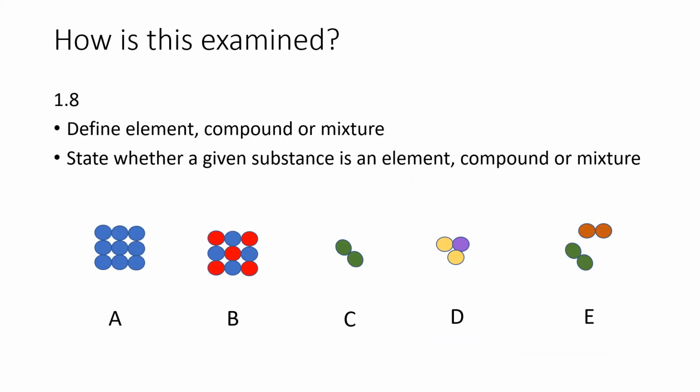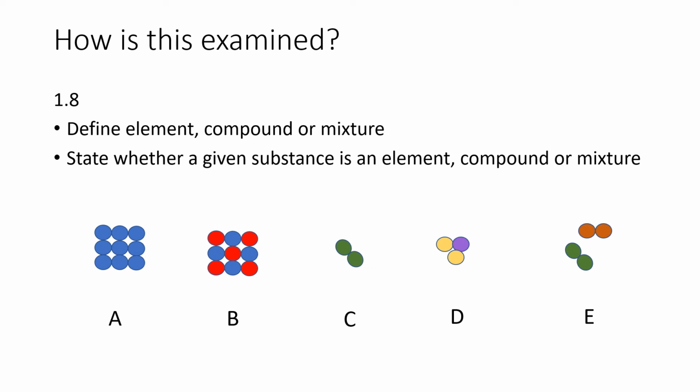Okay, so how is this examined? Point 1.8 often requires candidates to define element, compound, or mixture for 1 or 2 marks, and/or they might need to state whether a given substance is an element, compound, or a mixture, often with the aid of a diagram, like below. So for example, they might say, which of these, A, B, C, D or E, is an element? And you would look to see which ones are made up of only one coloured atom. So that would therefore be A, because they're all blue, and C, because they're both green.